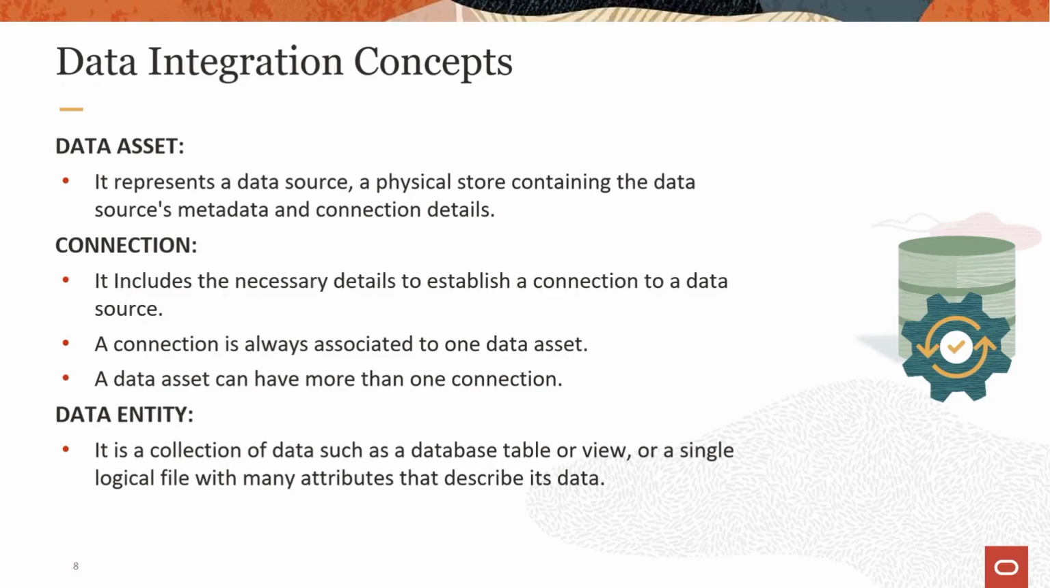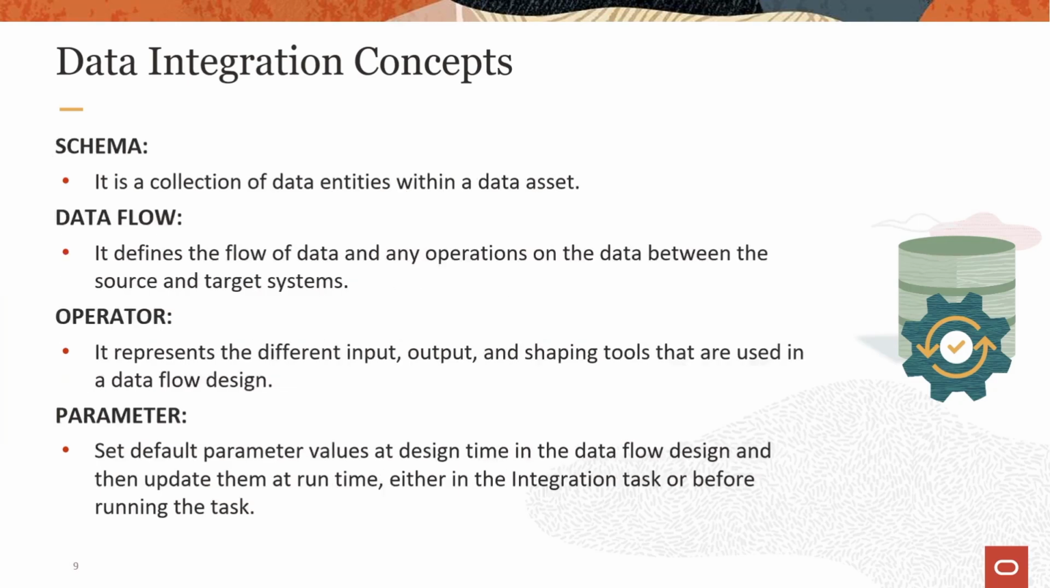Data entity is the collection of data, such as a database table or view, or a single logical file having many attributes to describe its data. As you are already aware, schema is a collection of data entities within a data asset.